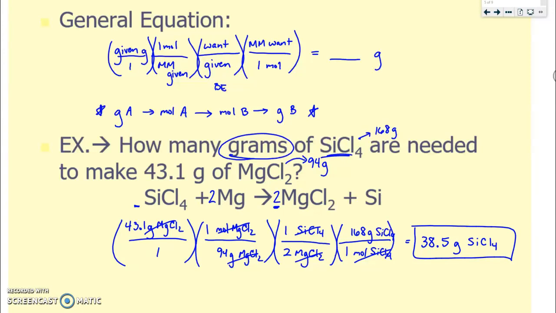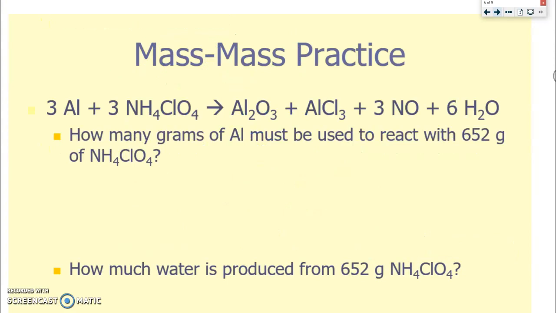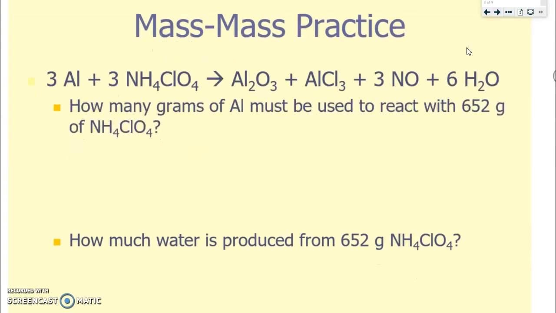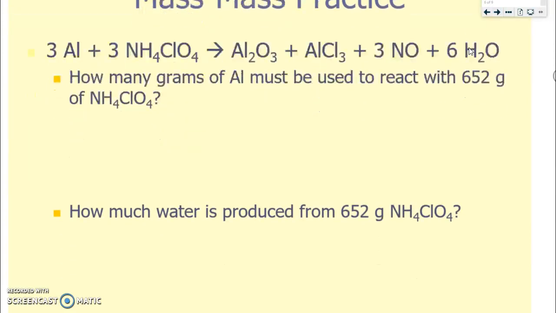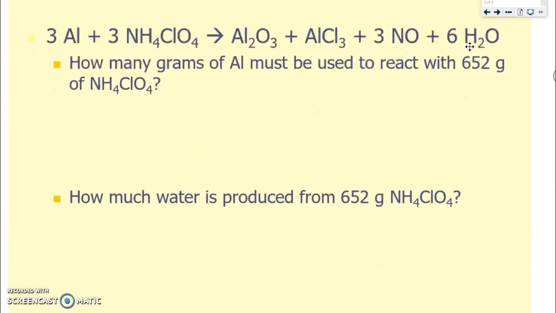The next slide has some practice problems for you to try. So the equation has already been balanced. What I would like you to do is use that equation to solve both of these problems, and then we'll go over them. Pause the video now.